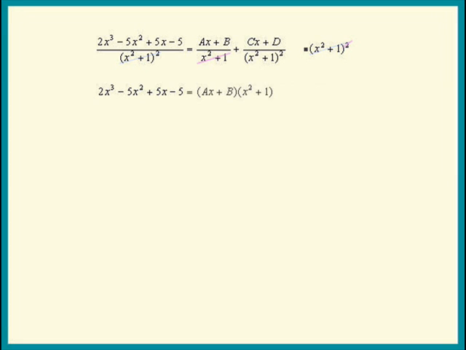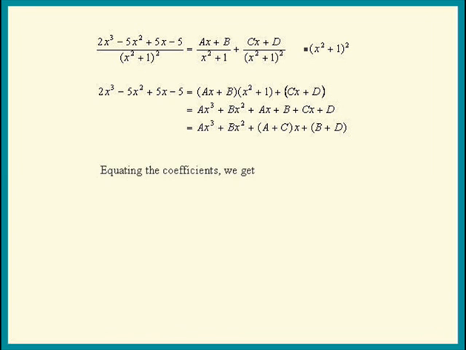Under the ax plus b, the denominator x squared plus 1 cancels out the square. So we get ax plus b times x squared plus 1. Then under the cx plus d, the x squared plus 1 squares cancel. We multiply everything out, then group the like terms. Now we're ready to equate the coefficients.